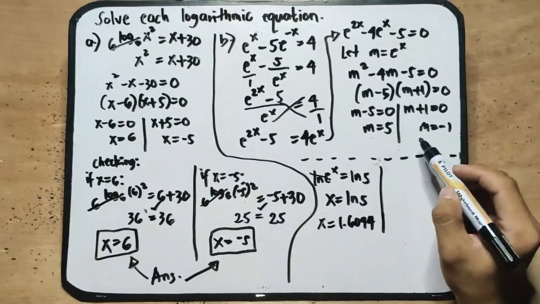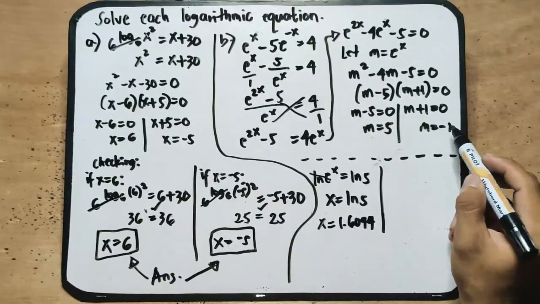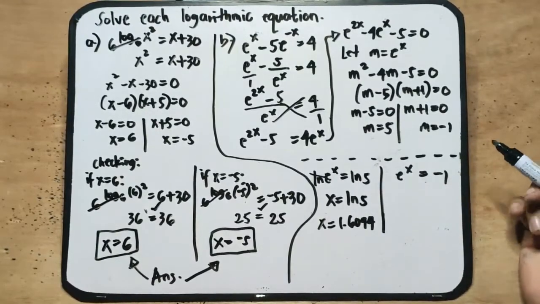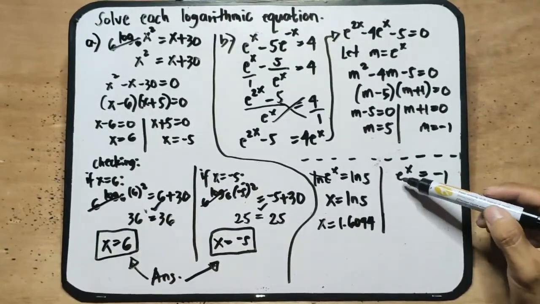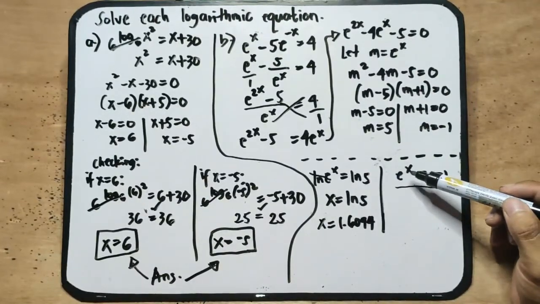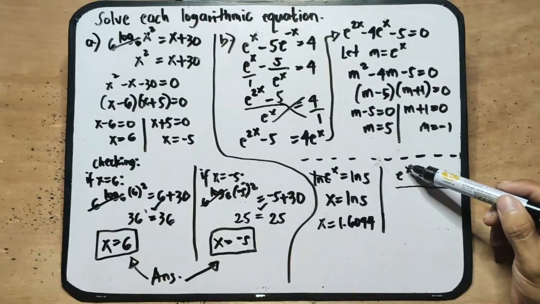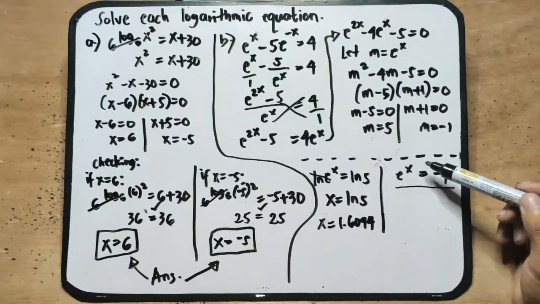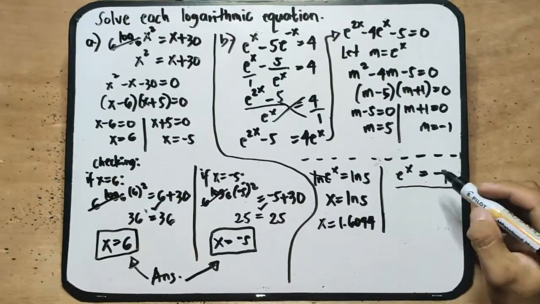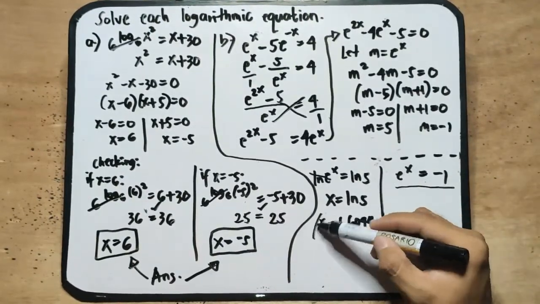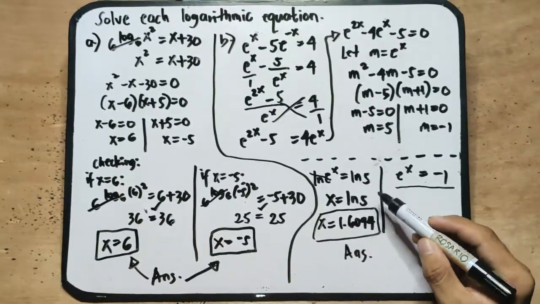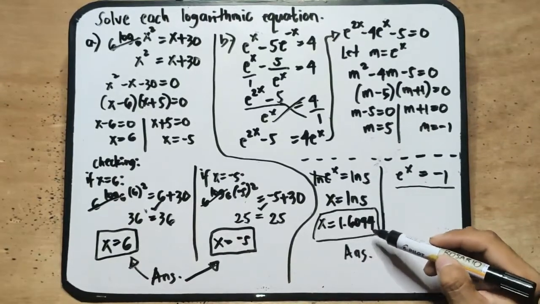If you will use the calculator here, we have the value for x is 1.6094. So, in the second value, if m is equal to negative 1, then we have e raised to x is equal to negative 1. So, looking at this expression, this equation, kahit anong number yung gamitin nating value dito, it's impossible for us to obtain a negative result. Ibig sabihin, ang ating sagot lang dito ay this one. So, x is equal to ln of 5, or x is equal to 1.6094.